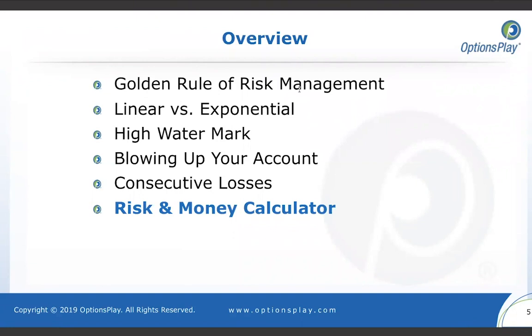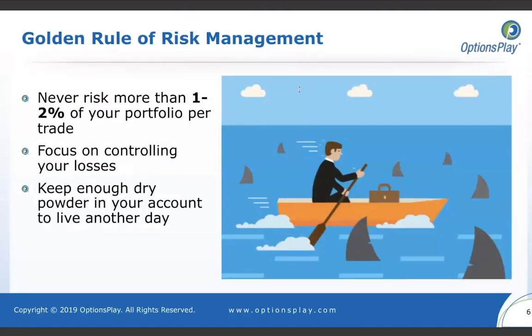Let's go ahead and get started with the golden rule of risk management. Some of you may have heard this before, especially if you've dealt with any type of professional trader or sought any help in position management. You've probably heard people say never risk more than 1 to 2% of your portfolio per trade. And there's a reason for this, and today we're going to go over what those reasons are.